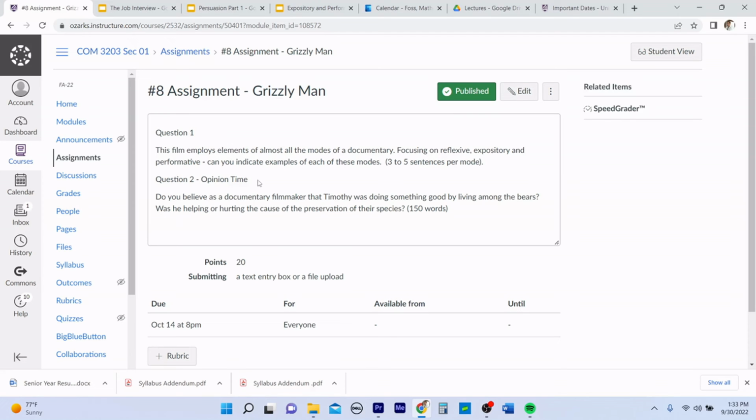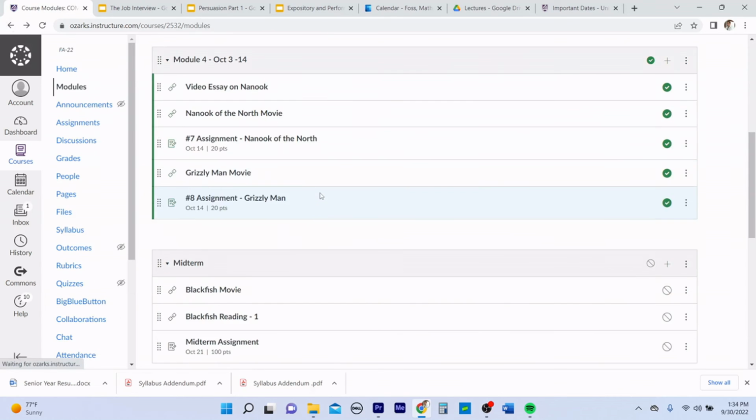And then opinion time. Do you believe, as a documentary filmmaker, that Timothy was doing something good by living among the bears? Was he helping or hurting the cause of the preservation of their species? 150 words. So you'll note I did not make your assignments that intense. I know midterms are coming up, and you will have a bit to do with that.